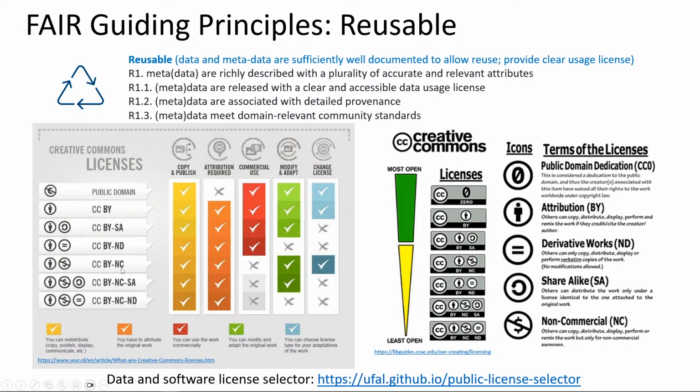And NC means you can use my data and you need to attribute and give credit to me, but you cannot use it for a commercial purpose. So NC is non-commercial. You can do any combination of these, and that would be the most closed. The most closed is that you can copy and publish my data, you need to attribute me, but you cannot use it for commercial use, you cannot modify the license, and you cannot modify the data.